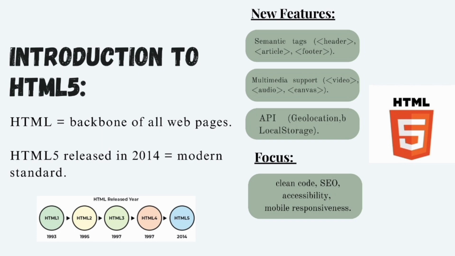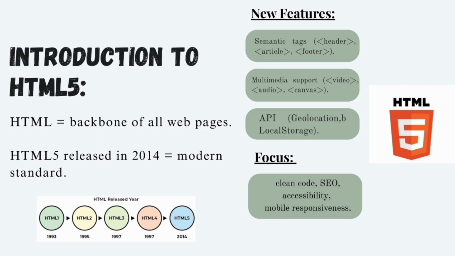Third, it introduced browser APIs, think location, or enhanced offline storage provided by local storage. But the true shift was in its focus. HTML5 was a declaration that the web needed to prioritize four things: clean code, better SEO, robust accessibility, and unquestioned mobile responsiveness. This all stems from the principle of semantics.